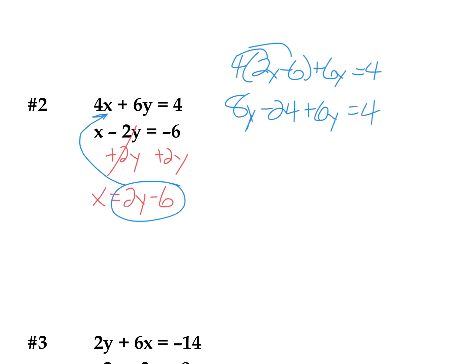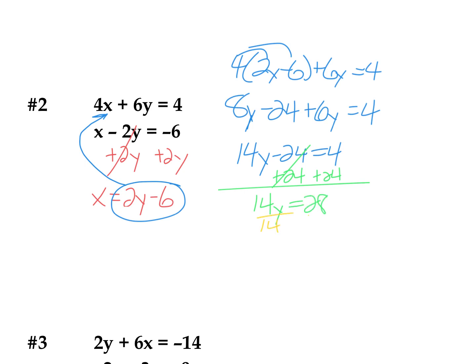Okay. Then I can combine my like terms. I get 14y minus 24 equals 4. And then I can add 24 to both sides. And I get 14y equals 28. And when I divide by 14 on both sides, I get y equals 2.